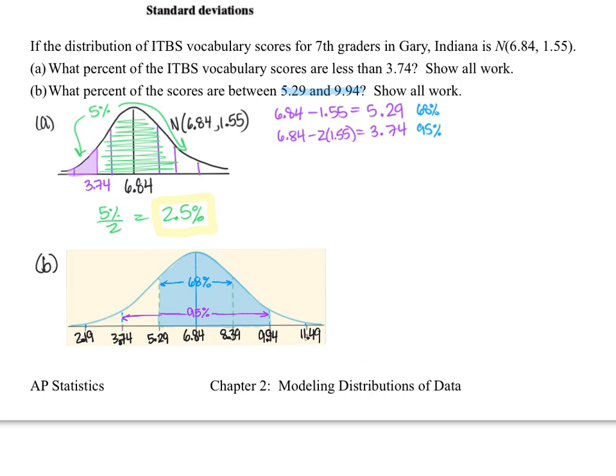Now let's figure out how much of the area under the curve is shaded in, or what percent of the scores are between 5.29 and 9.94. We know it's going to be 68% plus 1/2 of the difference between 95 and 68%, or 68% plus 13.5%. 81.5% of the scores fall between 5.29 and 9.94.